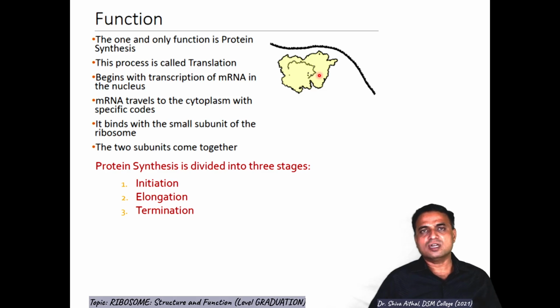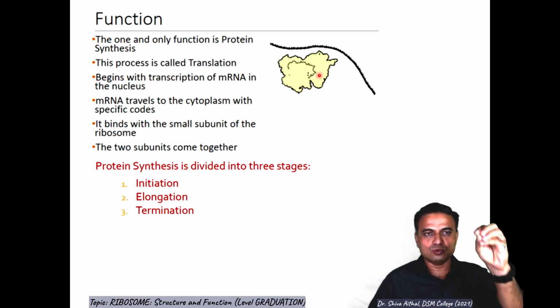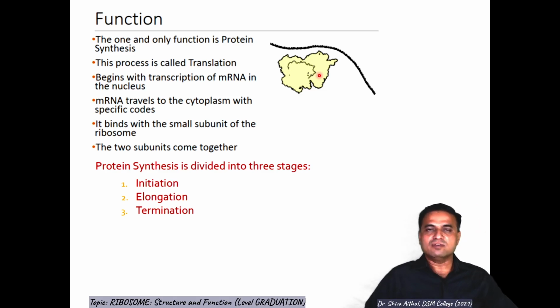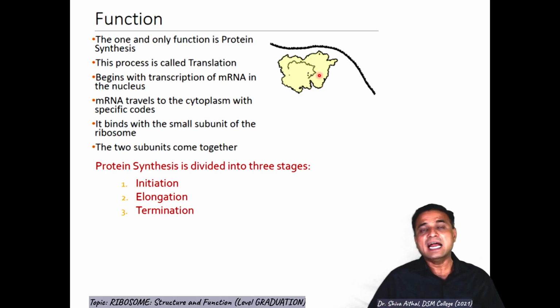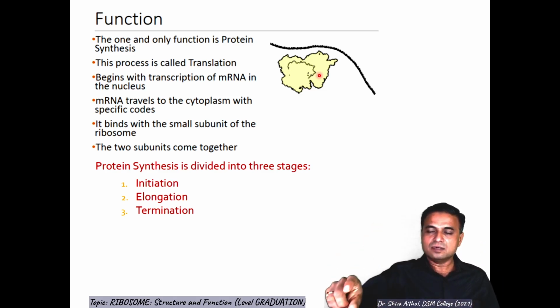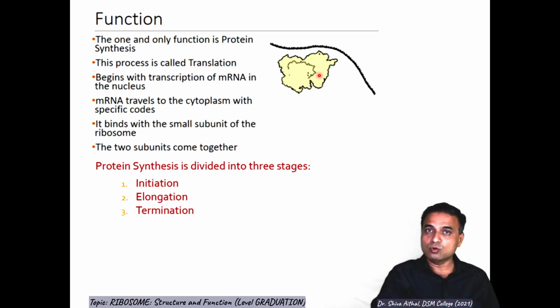What are its functions? Now let's see. The only one important function of ribosome is to carry out protein synthesis. If somebody asks you what is the function of ribosomes, blindly tell them it is protein synthesis, and that process is called translation. It begins with transcription of mRNA in the nucleus, we have seen that. Then mRNA travels in the cytoplasm with specific codes. In eukaryotes, it has to travel in the cytoplasm outside the nuclear membrane. There is no such hurdle in prokaryotes.